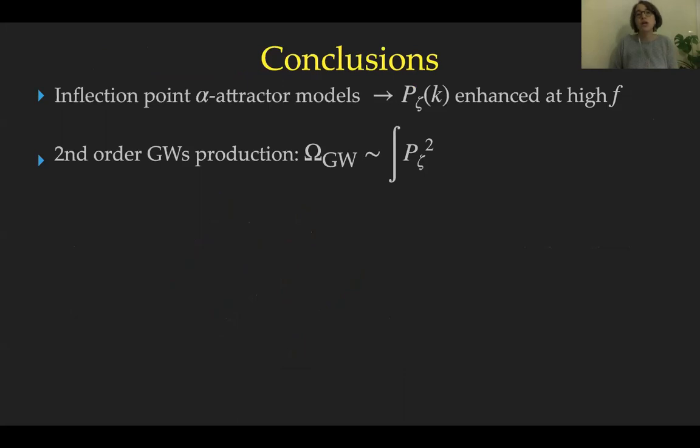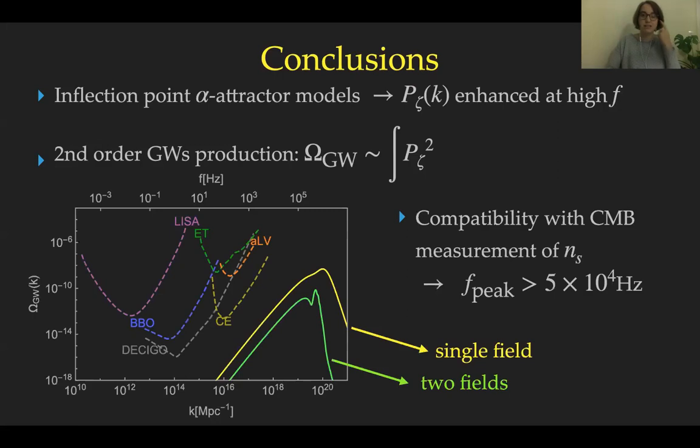So to conclude, we have discussed inflection point alpha-attractor models, both in single field and multi-field setup. And we have found that the scalar power spectrum can be enhanced at high frequencies. An enhancement of the scalar fluctuations naturally leads to the production of second order gravitational waves. And we have found that in order for the models to be compatible with the CMB measurement, in particular the measurement of the tilt of the power spectrum, well, the peak has to be located at ultra high frequencies.